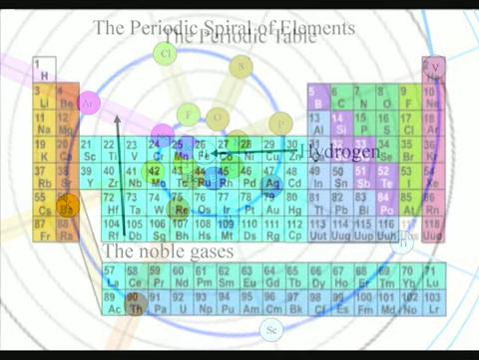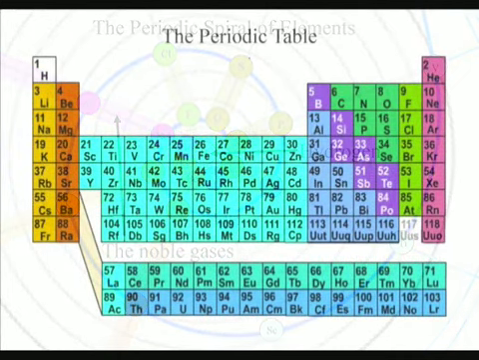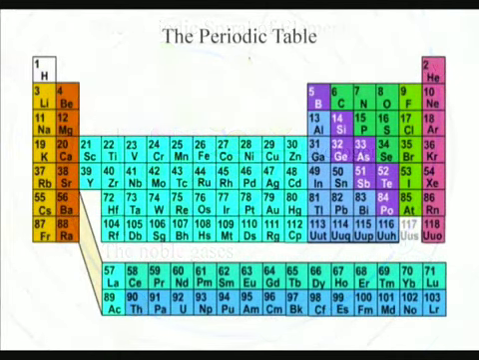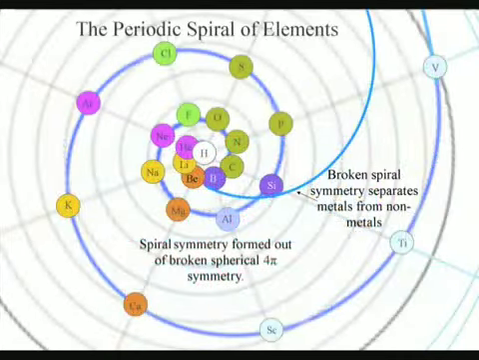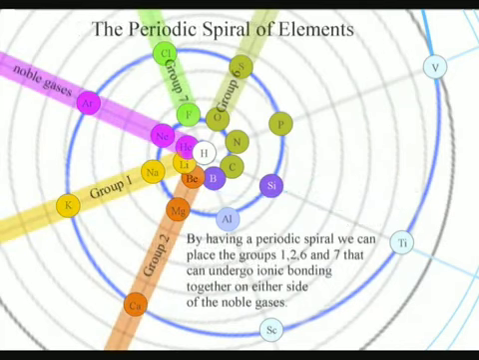They can be placed on the left-hand side because of their electron configuration, or they can be placed on the right-hand side. But by placing hydrogen in the center of a spiral, we solve this problem. Also, by having a periodic spiral, we place the groups of elements that can undergo ionic bonding together on either side of the noble gases.